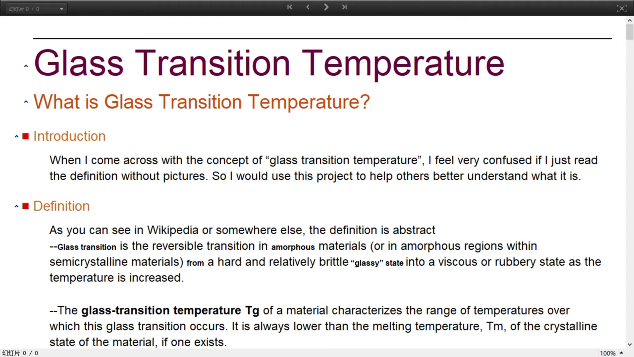Hello everyone, today we will talk about glass transition temperature. First of all, we will talk about what glass transition temperature is.